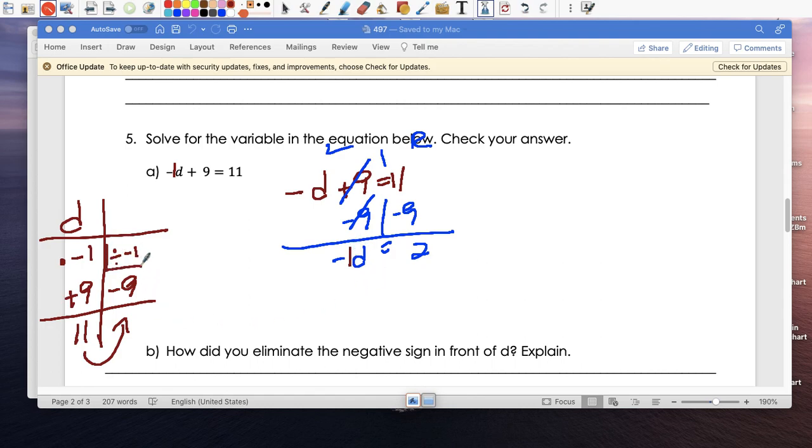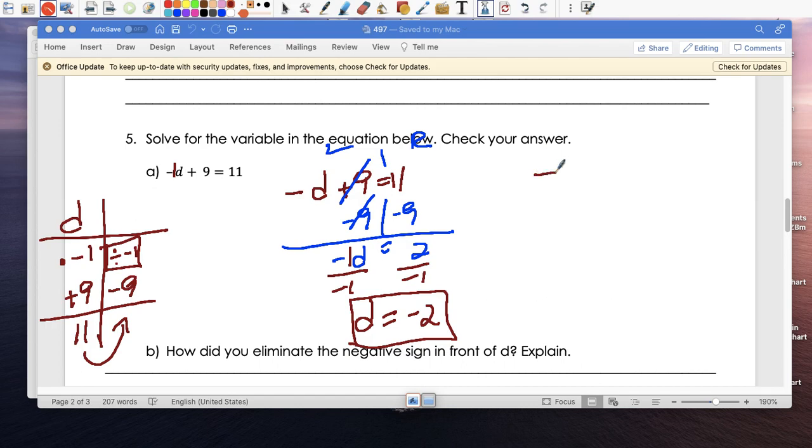So next step says divide both sides by negative 1. Divide this side by negative 1. Divide this side by negative 1. Well, negative 1 divided by negative 1 is positive 1, and positive 1 times d is just d. Isn't that what I wanted? And then 2 divided by negative 1 is negative 2. So this is the value of d.